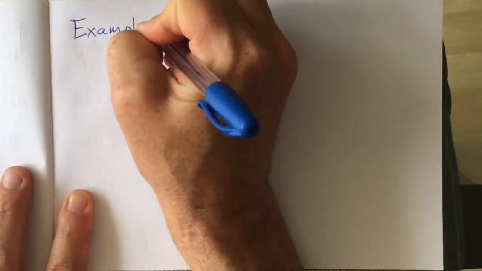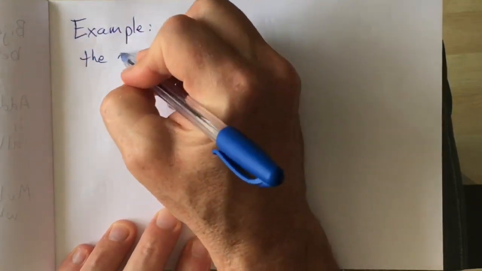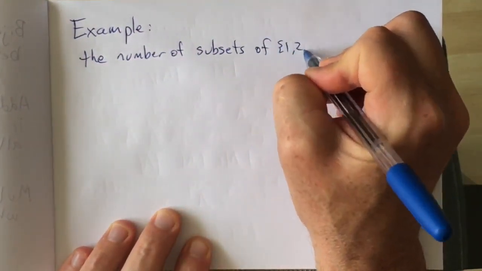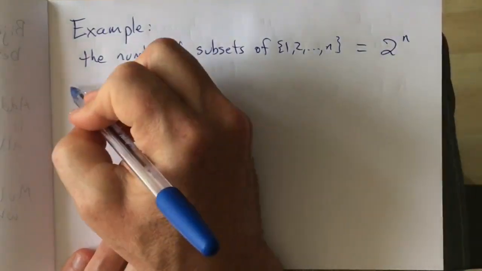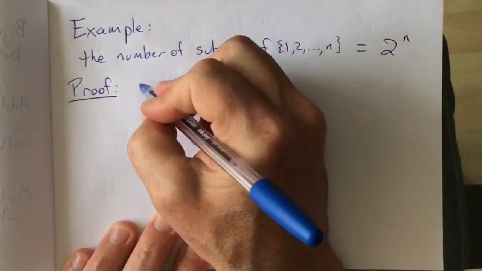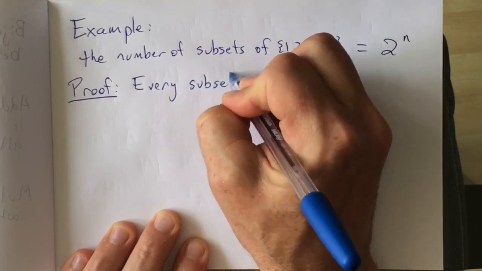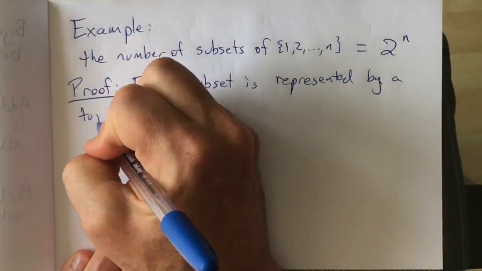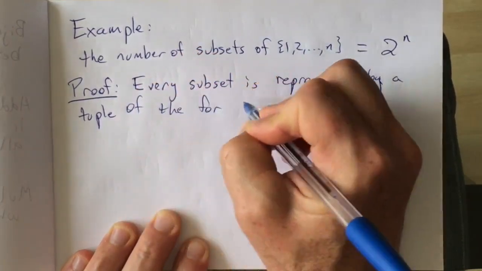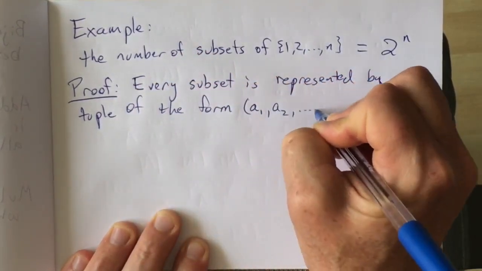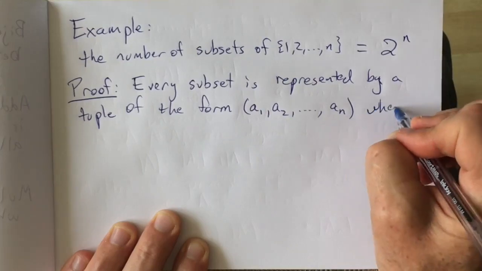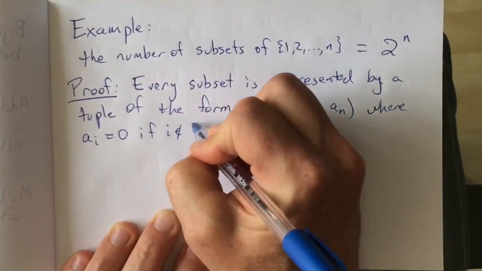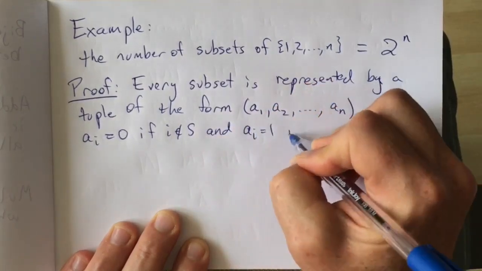Let me give an example of how these three principles are used. It's simple, but hopefully it demonstrates how they are used quite subtly. Say that we want to argue that the number of subsets of the integers 1 through n is equal to 2 to the n. We note that every subset S can be represented by a tuple of zeros and ones, A_1, A_2, up through A_n, where A_i is equal to 0 if i is not in S, and A_i is equal to 1 if i is in S.